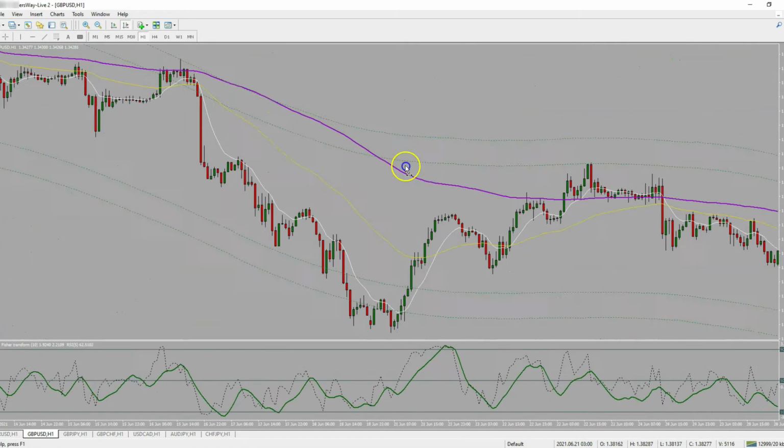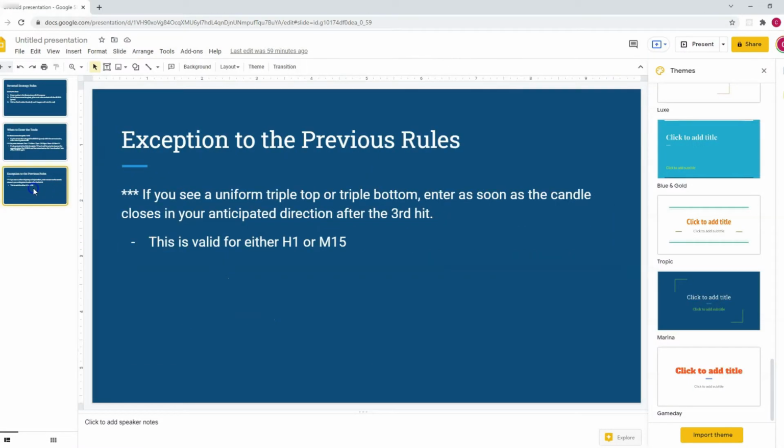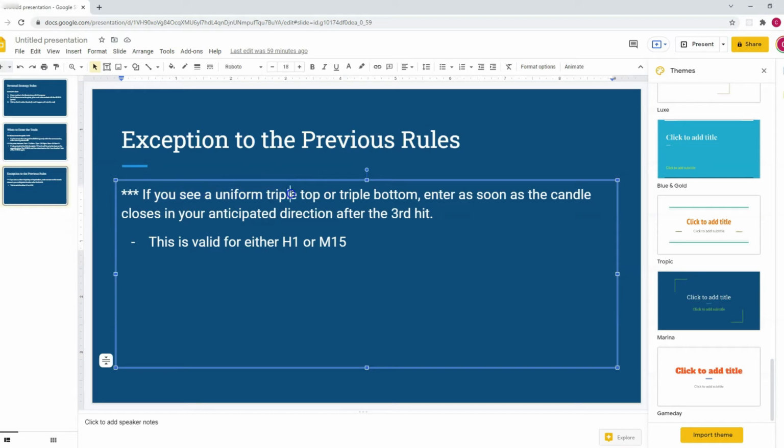Keep it pushing. Let's find something else. All right, I'm glad I saw this. This right here is actually an exception to the rule, and I have that written in my rules here, exception to rules. If you see a uniform triple top or a triple bottom, and this is going to be a triple bottom in this situation, enter as soon as the candle closes in your anticipated direction after the third hit. This is valid for H1 or M15.